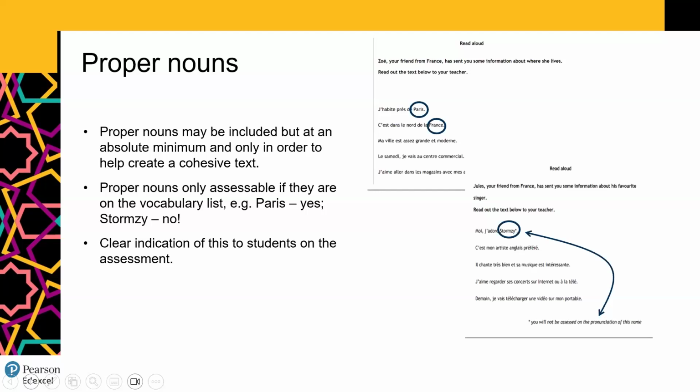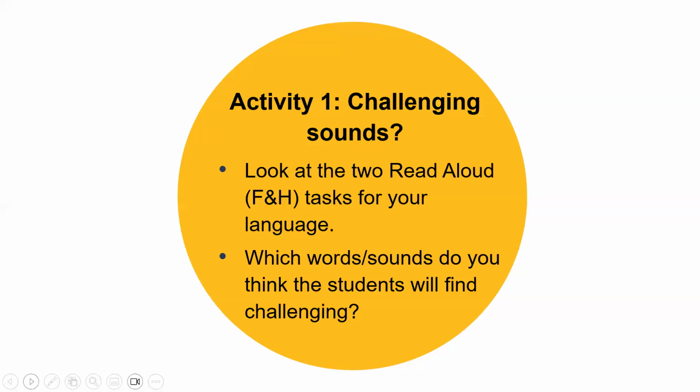But when there is a proper noun that is not going to be assessed, there will be a little asterisk there telling them they will not be assessed on the pronunciation. So they could just say it in English. They don't need to make it French. They just have to say it. J'adore Stormzy. Okay, so they just say it as they wish because they're not going to be assessed on that. So there will be a clear indication on that.